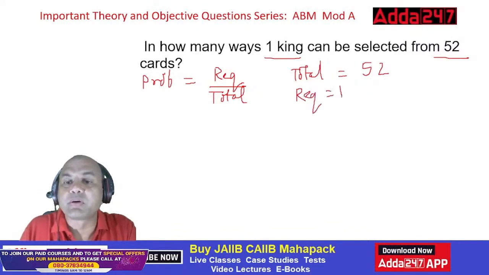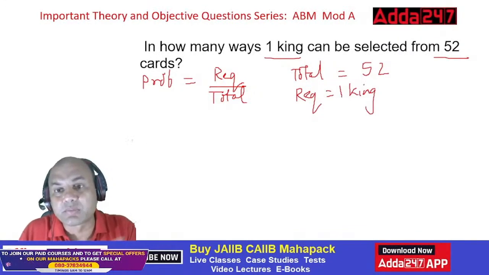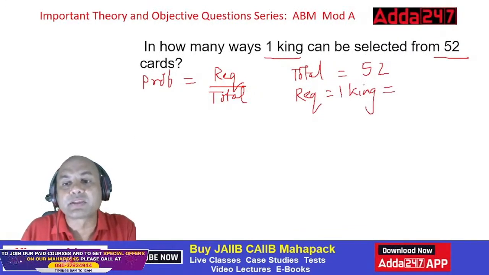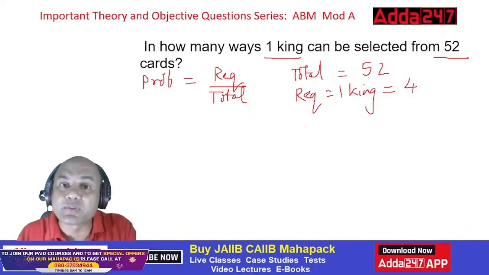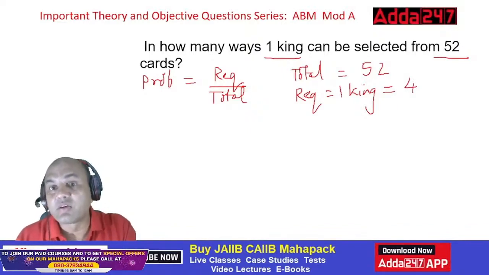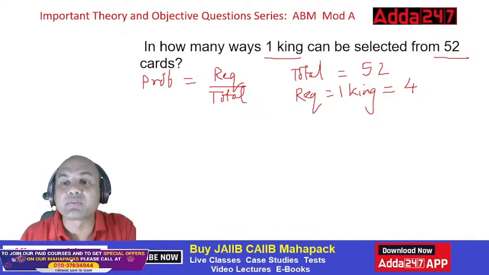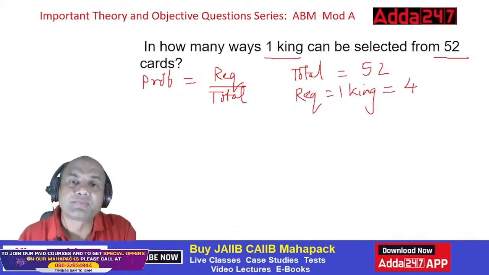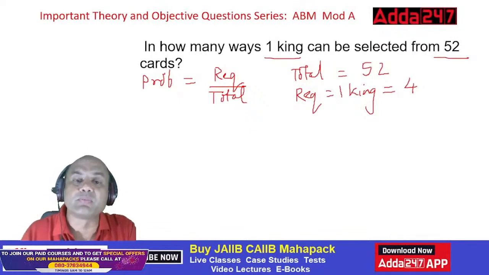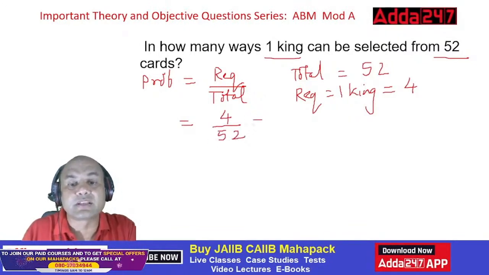One king. But one king can be selected from how many kings? How many kings are there in total? Total number of kings is 4. So I can select any one of these 4. Is it given one king of this, one king of that, something? Nothing. So required equals 4 over here, right? So when the required number is 4, my probability will be required upon total, 4 upon 52. Now give me the answer. That becomes 1 upon 13.